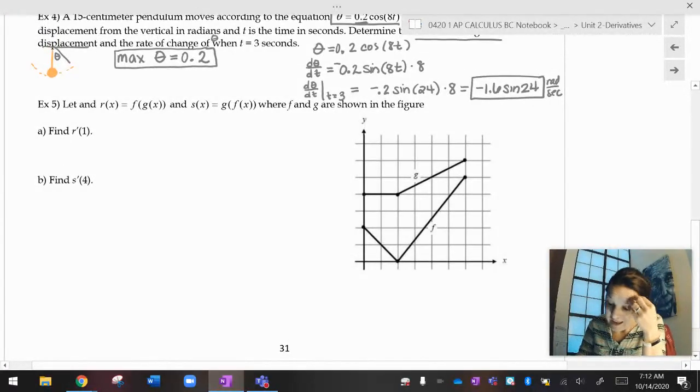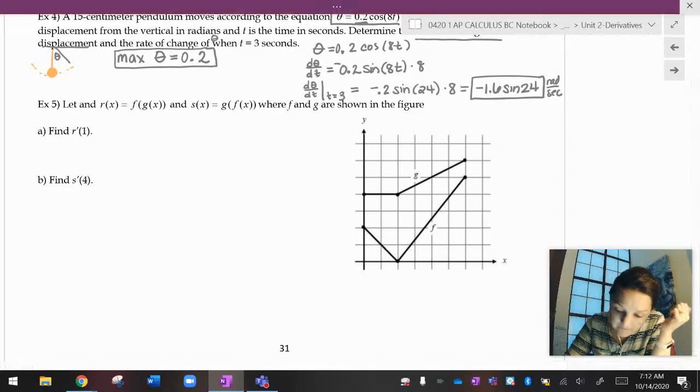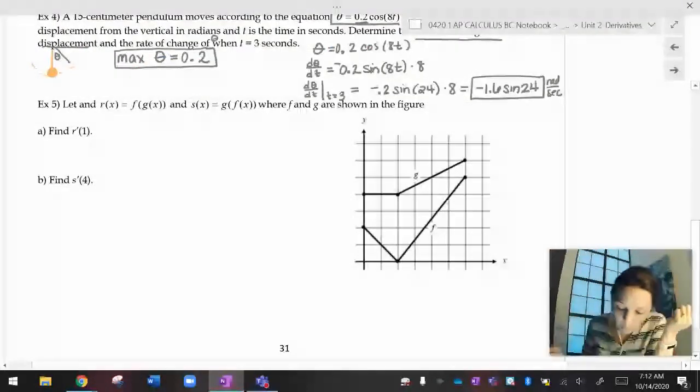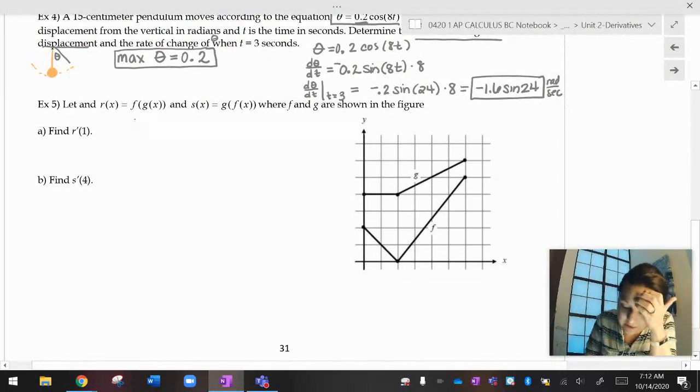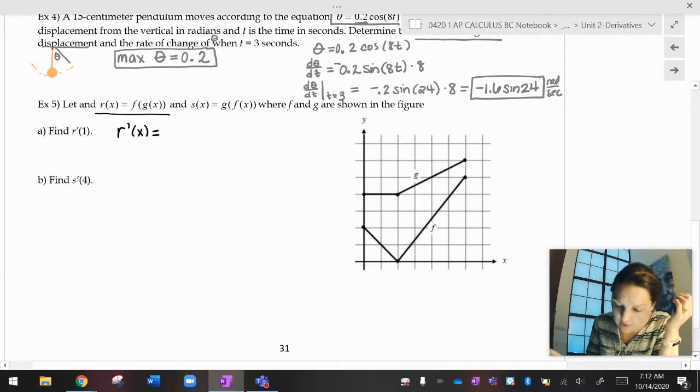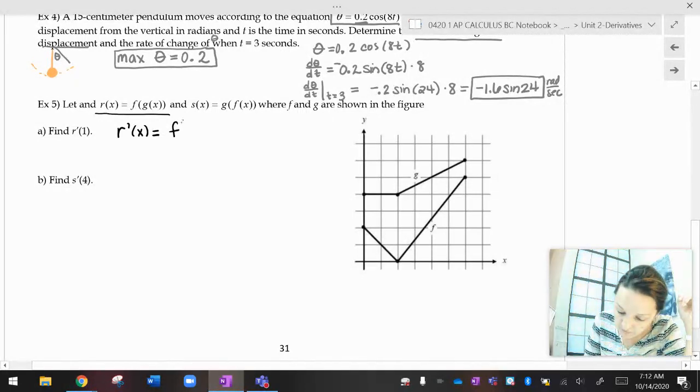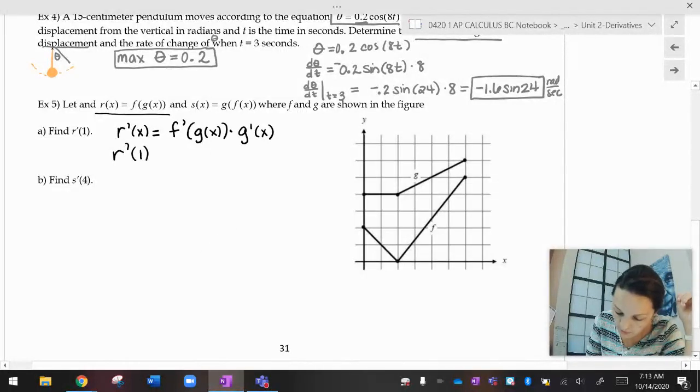All right, last but not least, r is f of g of x and s is g of f of x. And f and g, instead of in table form or equation form, I have in a graph. Fine. They want to know r prime and s prime at 1 and 4 respectively. So let's see if I can find r prime. So r prime is going to be a chain rule. And so I need to take the derivative of the outside, keep the inside, times the derivative of the inside. So r prime of 1 is going to be f prime of g of 1 times g prime of 1.